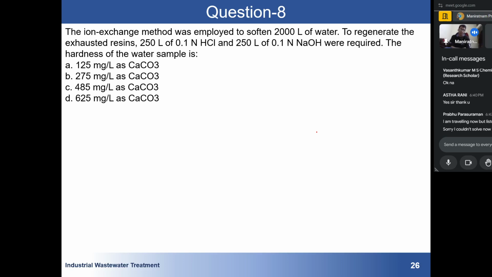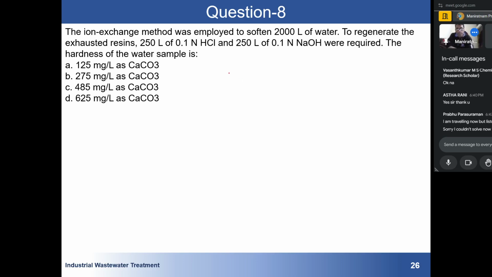Question number 8: an ion exchange method was employed to soften 200 liters of water. To regenerate the exhausted resin, 250 liters of 0.1 normal HCl and 250 liters of 0.1 normal NaOH were required. What is the hardness of the water sample? I will give you the context.